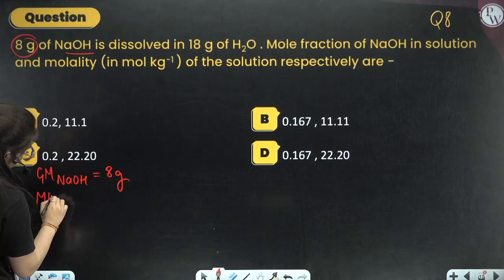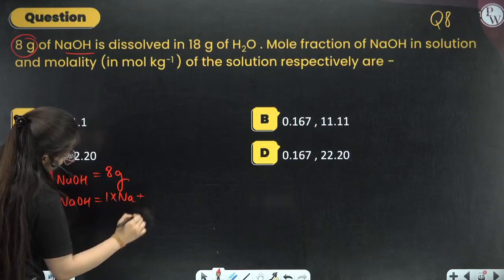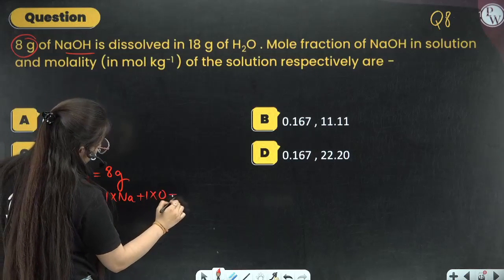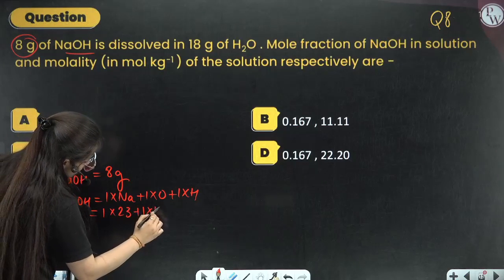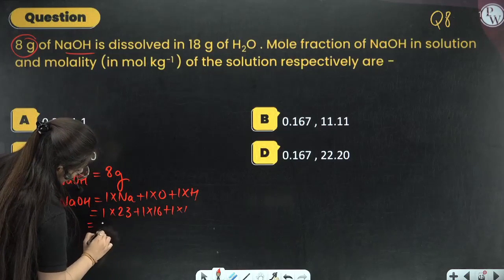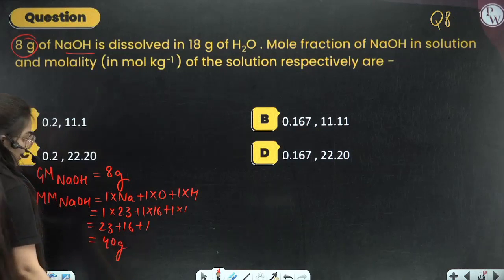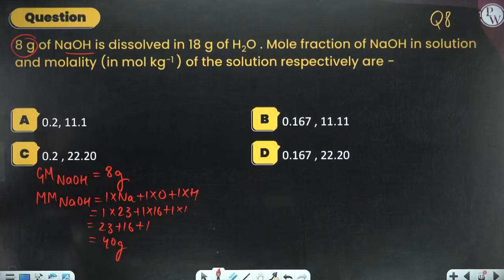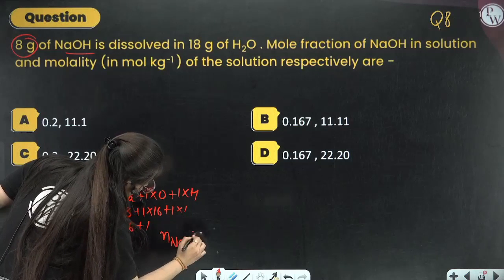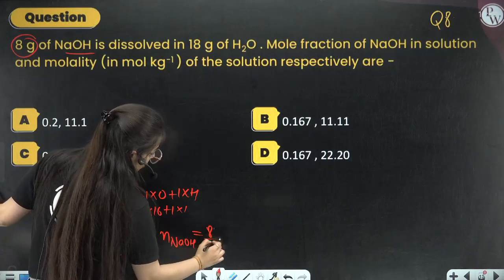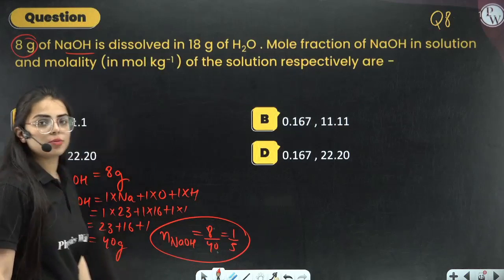What is the molecular mass of NaOH? Can you calculate? How many Na? 1 Na. How many oxygen? 1 oxygen. How many hydrogen? 1 hydrogen. So, what is the mass of Na? 23. What is the mass of oxygen? 16. For hydrogen, 1. So, it is 23 plus 16 plus 1. It comes out to be 40 grams. Now, can you calculate the number of moles of NaOH? Number of moles is given mass upon molecular mass. Given mass is 8 and molecular mass is 40. So, this comes out to be 1 by 5 moles of NaOH.